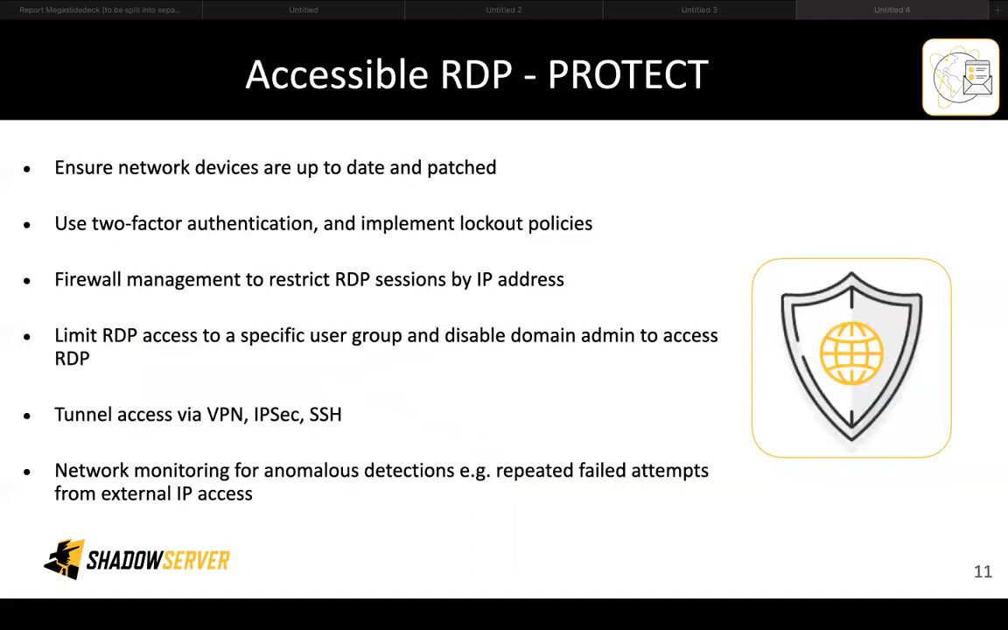Accessible RDP, protect. Ensure your network devices are up to date and patched. Use two-factor authentication and implement lockout policies. Implement firewall management to restrict RDP sessions by IP address. Limit RDP access to a specific user group and disable domain admin access to RDP. Tunnel access via VPN, IPsec, and SSH. Implement network monitoring for anomalous detections, for example, repeated failed attempts from unknown external IP access.